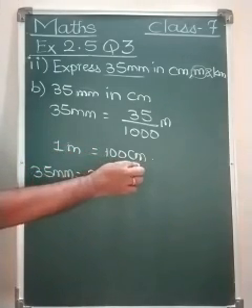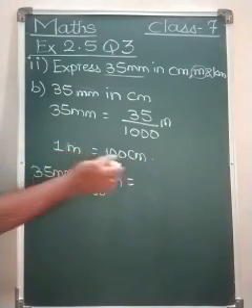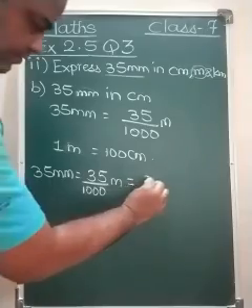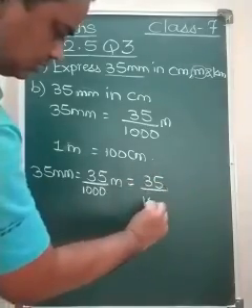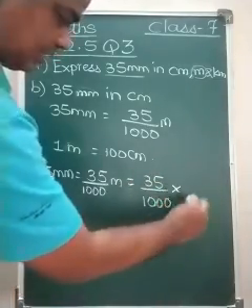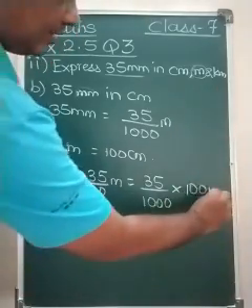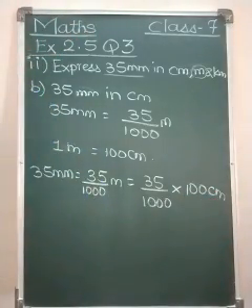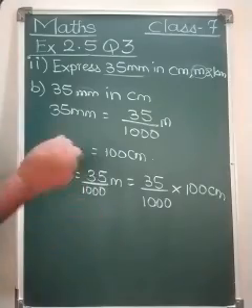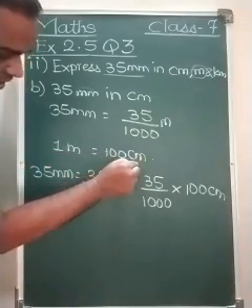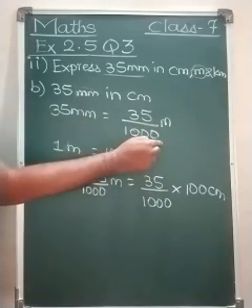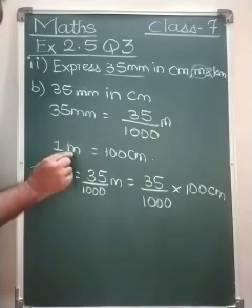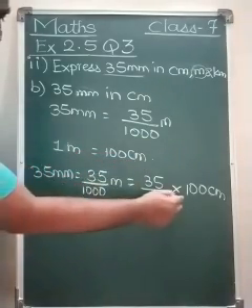Meter is big, centimeter is small, so big to small multiply with what? With 100. So 35 upon 1000 multiplied by 100 centimeter. Done. What we have understood, what we have done? Meter to centimeter we are converting, because millimeters we have converted into meters. Now this meter is to be converted into centimeter. So we are going from big to small, so we will multiply.